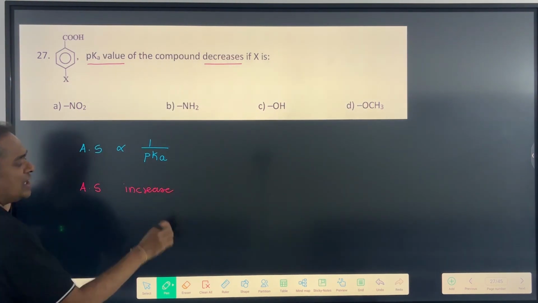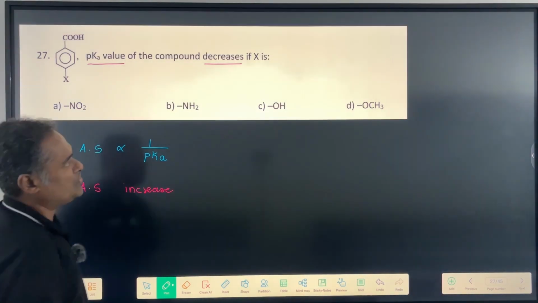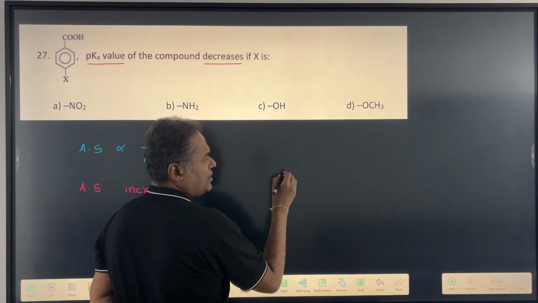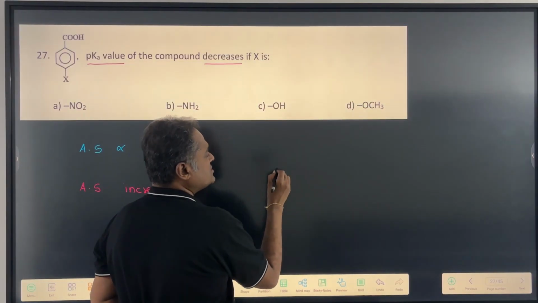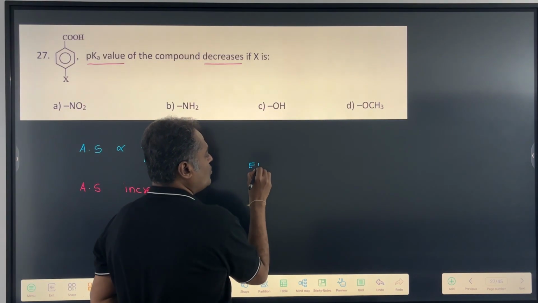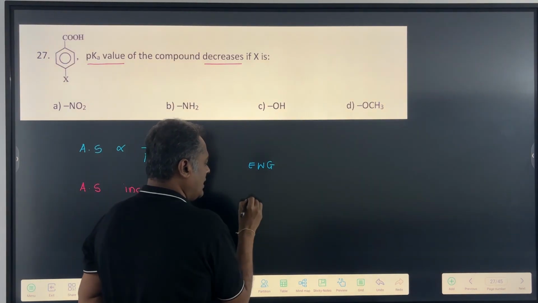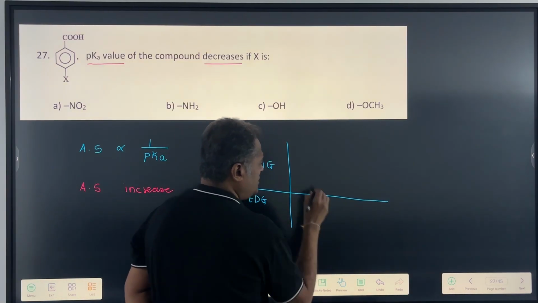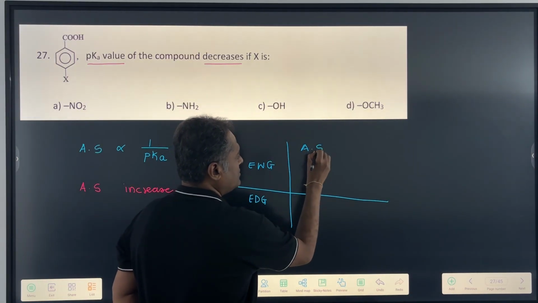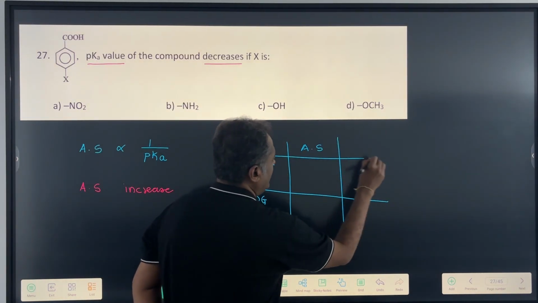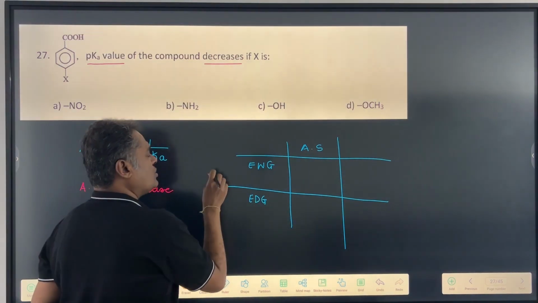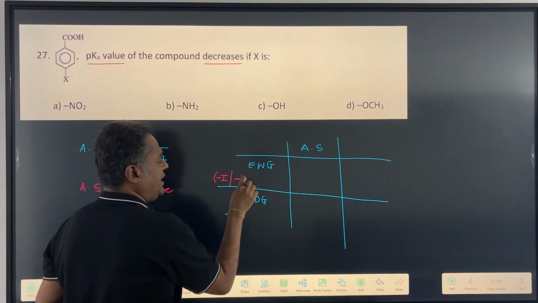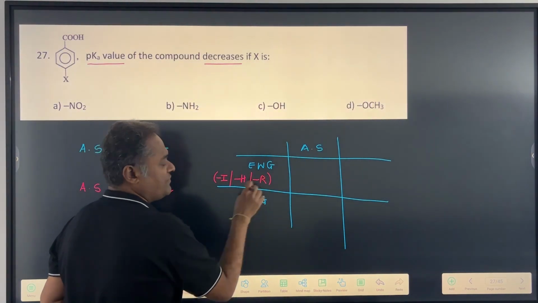Yes. Now which are the groups which increase the acidic strength? So if you remember, child, yes, in the lecture also we have discussed, here there are two types of group. One is the electron withdrawing group and the other one is the electron donating group. Now here I have taken acidic strength, correct? Now generally when you talk about withdrawing groups, all the groups which show a minus effect, that is minus I, minus H, minus R, they are withdrawing groups.